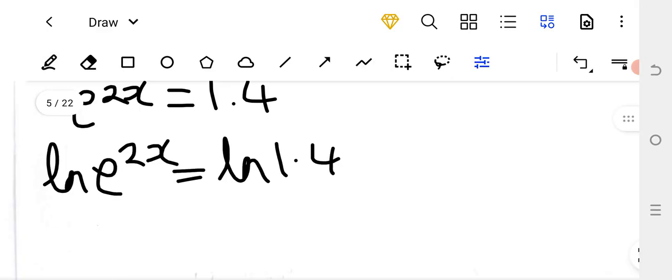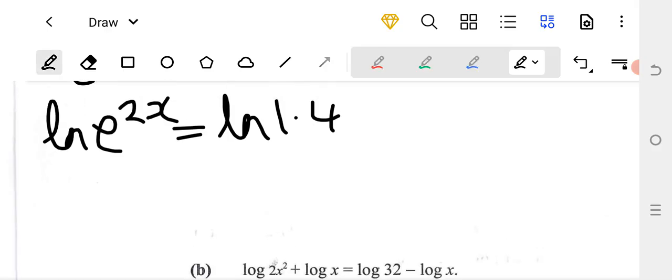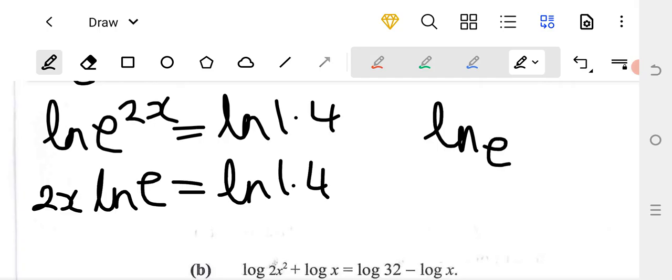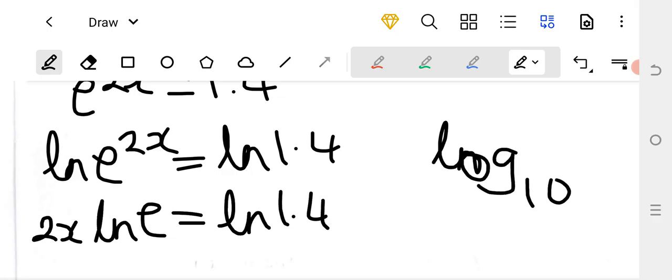ln just simply means the natural logarithm. Then we use the power rule. We are going to drop the power. It's going to become 2x ln of e is equal to ln of 1.4. So remember that ln is actually in base e, but we don't write this base right here. Just like log, there is base 10, but we don't need to write this base 10 like that.